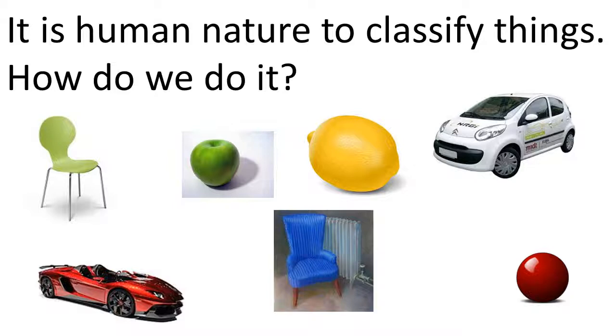Have a look at this random assortment of objects. How would you go about classifying the objects shown here? How would you split them up into groups? What criteria would you use? Would you put all the cars together, or would you classify them on the basis of colour or shape?